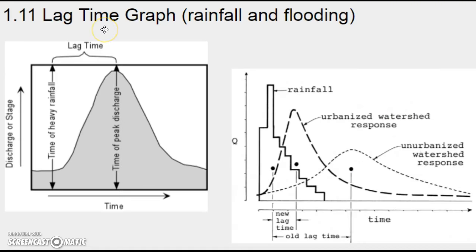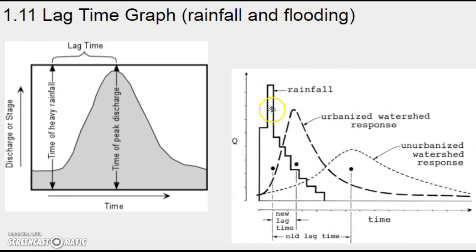So let's look at lag time. This is a lag time graph. This is where we find rainfall and flooding. I want you to pay attention to the x-axis of time for a second. So the discharge. If we have a heavy rainfall at time x here, the flooding doesn't occur instantaneously. It takes a while for water to flow off the land and reach the river channel, right? It has to flow downhill and flood the body of water. And this is the difference in time. It's called lag time.